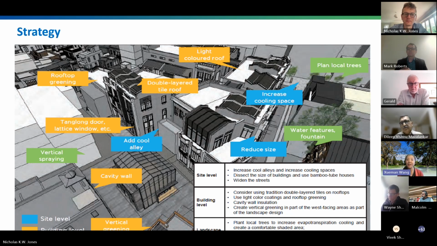And then the third part is very important, landscape, right? So how you bring green vegetation and different measures into the particular site when they are doing the urban regeneration. So this just gives you the overall picture of what has been developed and what has been proposed.